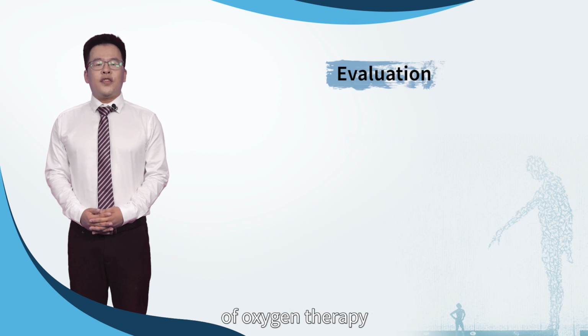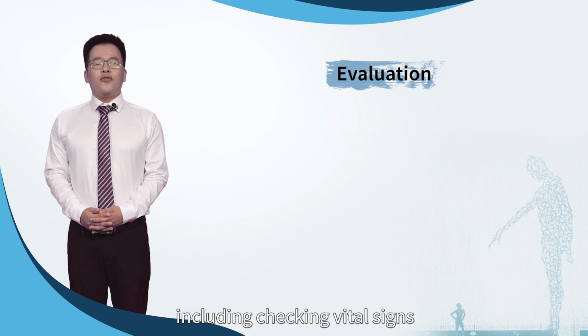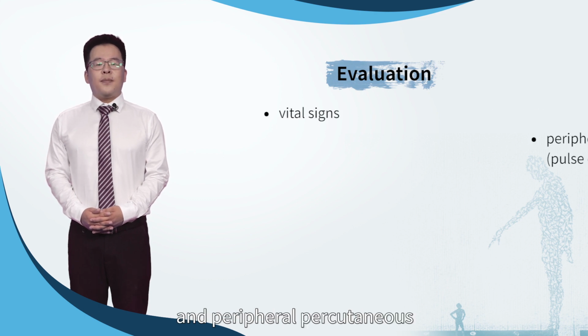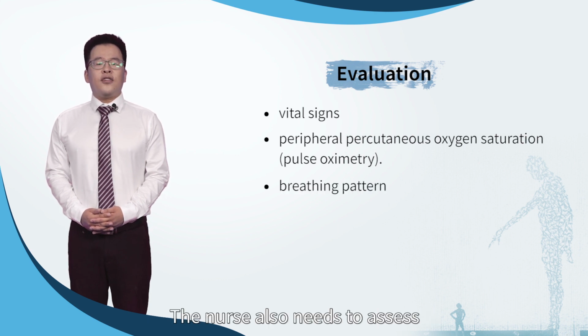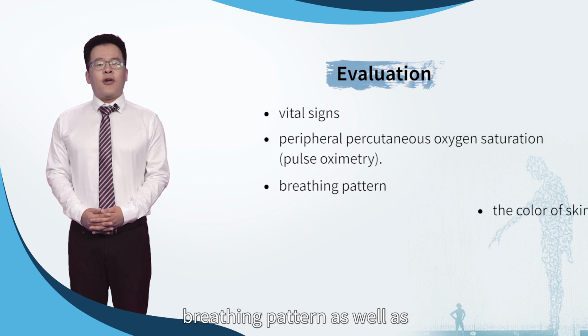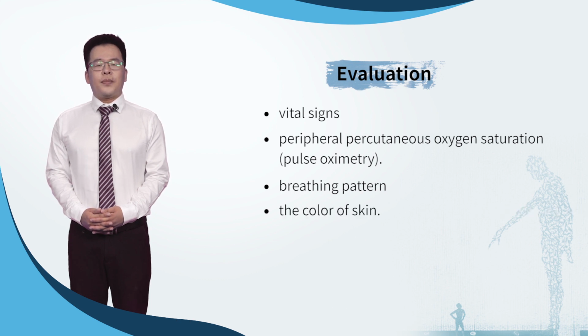Determining the effectiveness of oxygen therapy involves several measures, including checking vital signs and peripheral percutaneous oxygen saturation, pulse oximetry. The nurse also needs to assess breathing pattern as well as the color of skin.